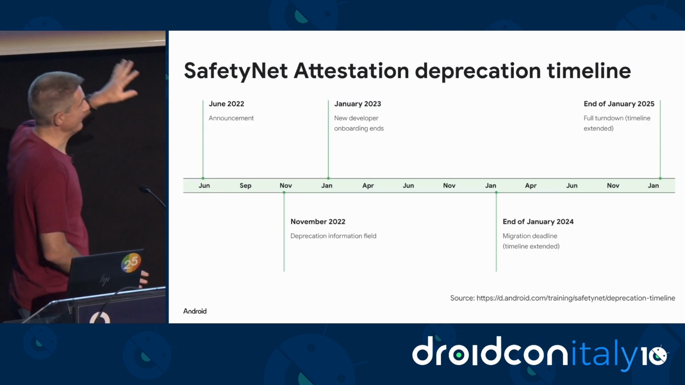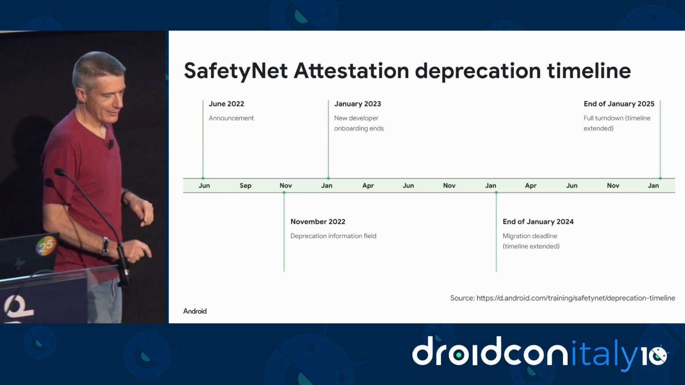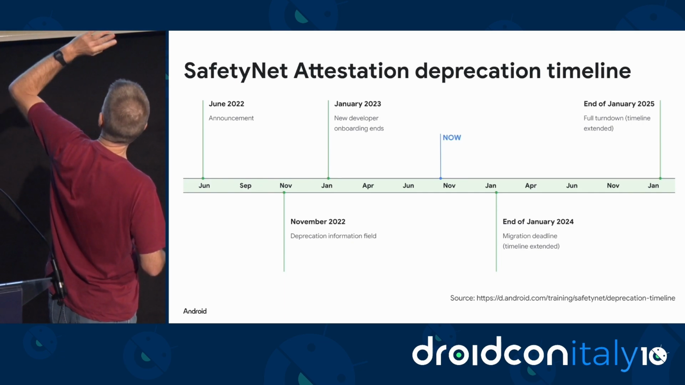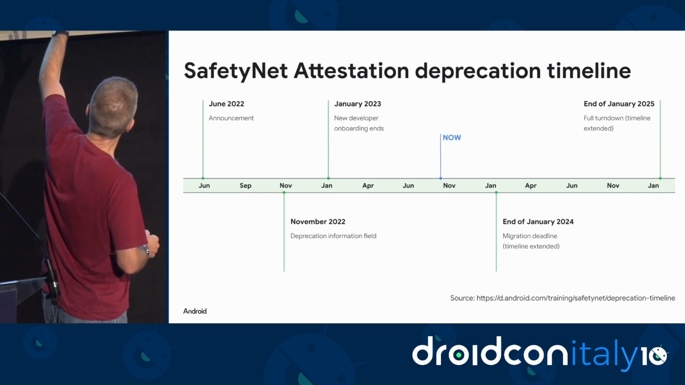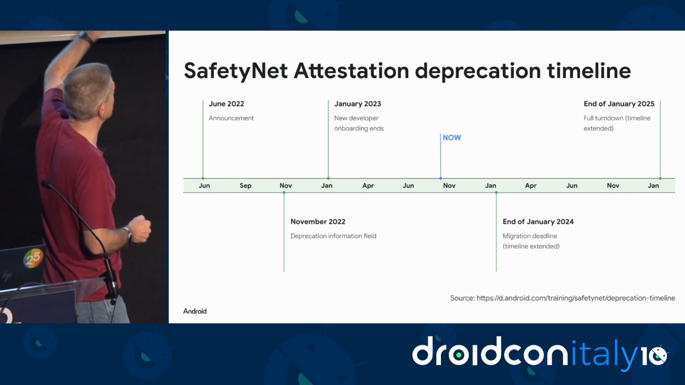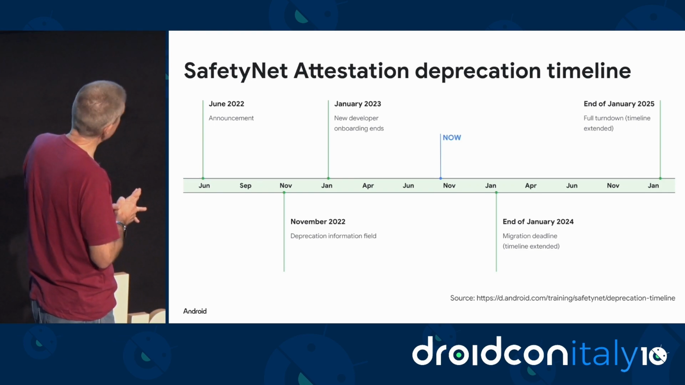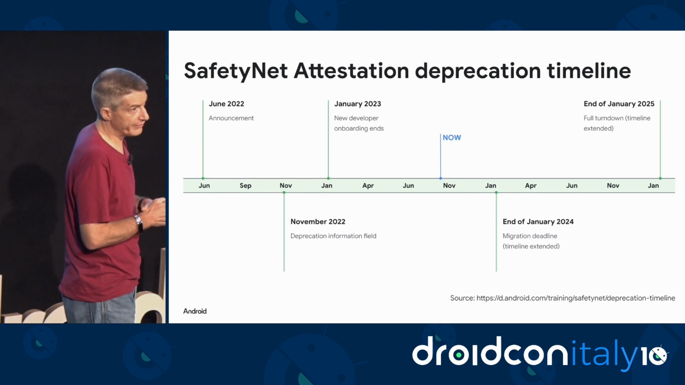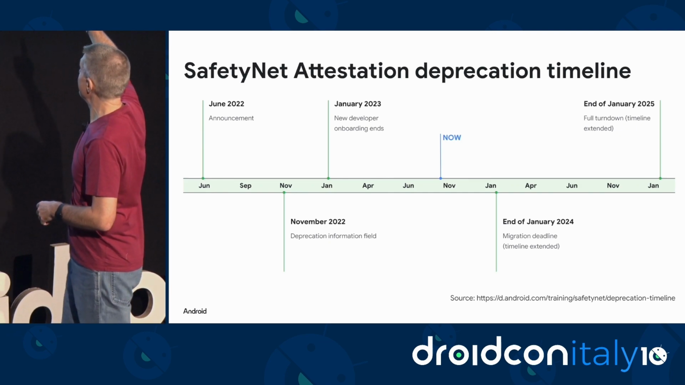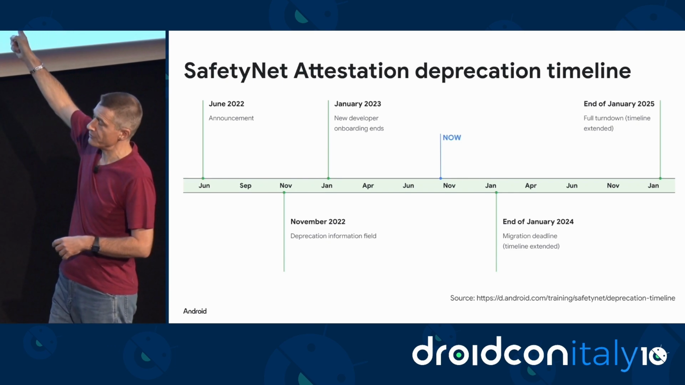So this is the timeline. And by the way, we are here. We announced the deprecation more than 1 year ago. There is now a deprecation information field when you use the SafetyNet Attestation API. You get this additional field that tells you the API is deprecated. From January of this year, we don't onboard new developers on the SafetyNet API. And you need to migrate. There is a deadline, which was June 2023 and has been extended to January 2024.